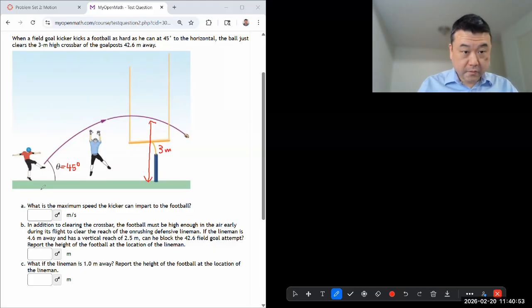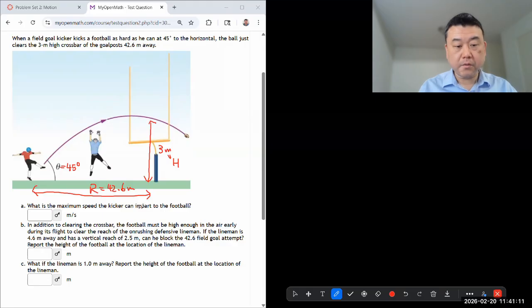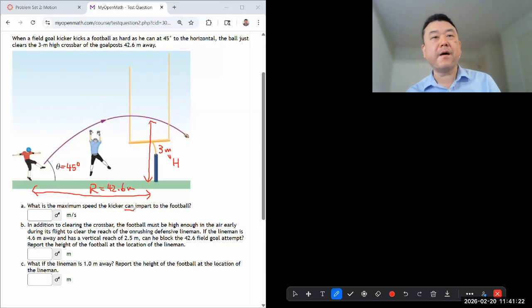And I'm given the distance of a goalpost at some distance, 42.6 meters away. I'm going to give these symbols: height h and the range r. Okay, what is the maximum speed the kicker can impart to the ball? I guess that can make sense. I want to replace the must, but I guess you're describing what has already happened, and the can makes sense because the kicker has already done it once, so we know it's within the kicker's capability. Okay, so what is the maximum speed?